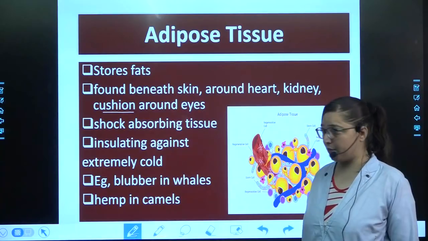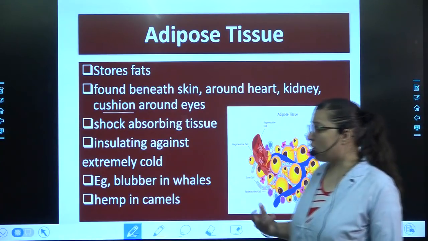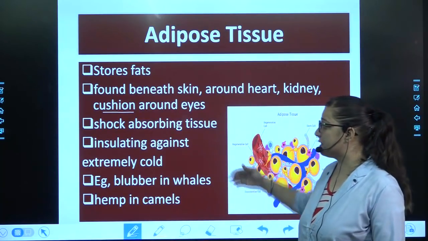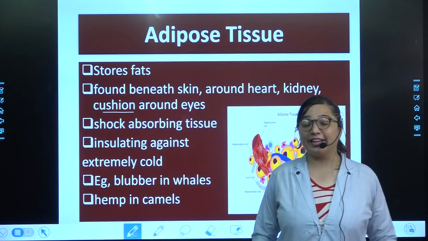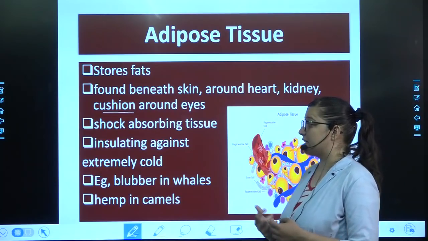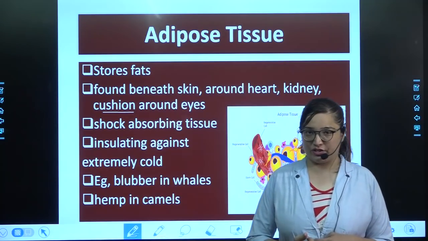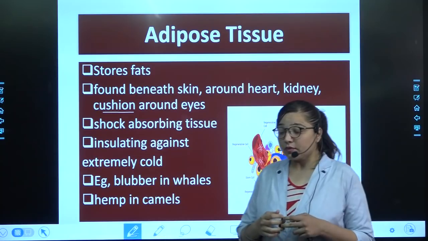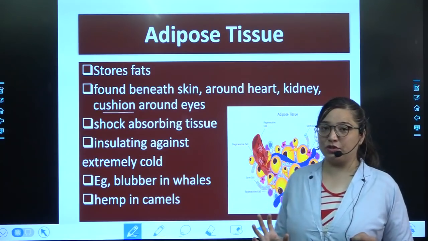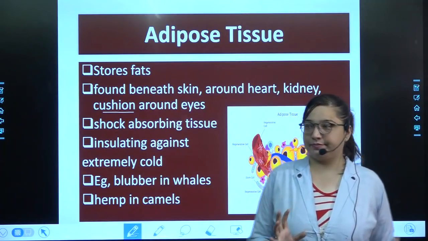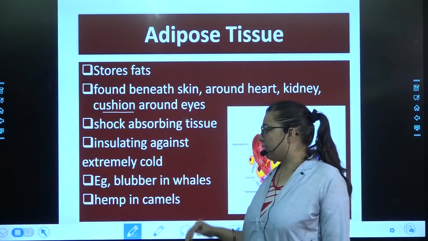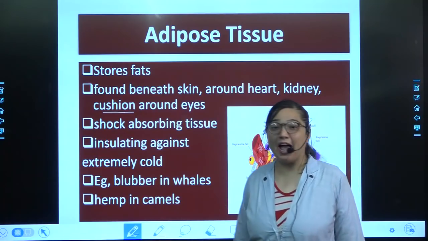It is a shock absorbing tissue, and these are its functions. It is acting as an insulation against extremely cold situations. Whenever there are more cold situations, at that time this tissue is helping. Where is it found? In the blubber in whales and hump in the camels.